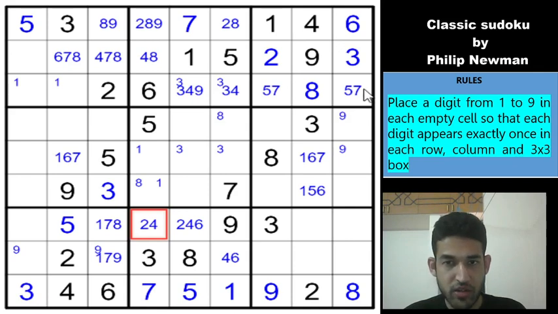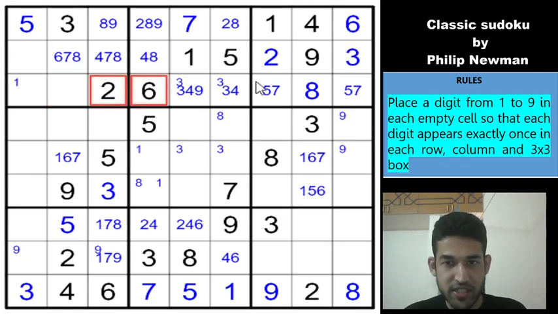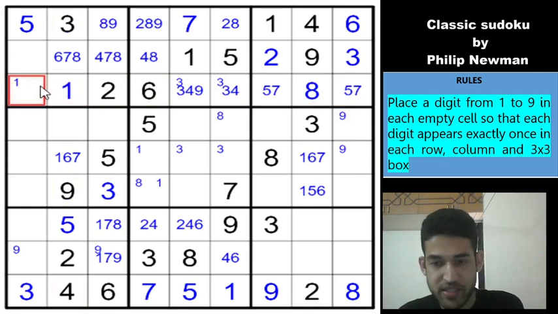Let us look at row 3, guys, because 2, 6, 8 and 5 and 7. So remaining must be 1, 3, 4 and 9. You have a 3 here and a 4 here and a 9 here. Superb. So this must be a 1, a hidden single there. 2, 6, 5, 7, 8 and remaining digits are 1, 3, 4, 9. You have 3, 4, 9 here. So this is a 1. Superb. That's a nice hidden single.